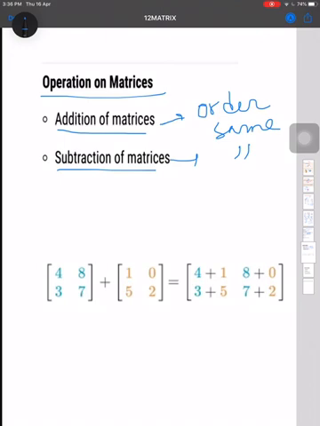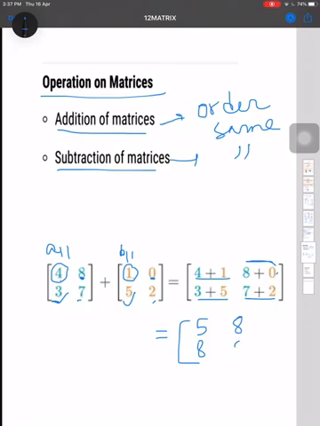And for this also, what you have to do, the first element here, this is A11, and for the second matrix, it is B11. B11 means element in the first row and first column. So you can add only these two. So this will be 4 plus 1. The same way the next one, this is first row, second column, first row, second column. So 8 plus 0 is 8. So like this only you can add. So 3 plus 5 only you will do, 7 plus 2. So the result you will get like this, 5, 8, 8 and 9. So like this only you can subtract as well.